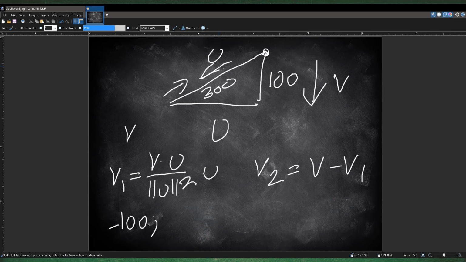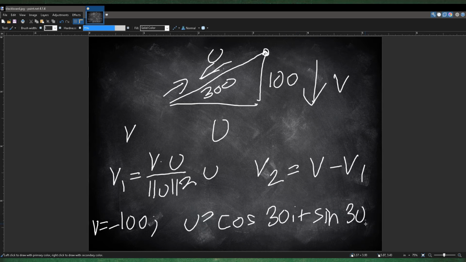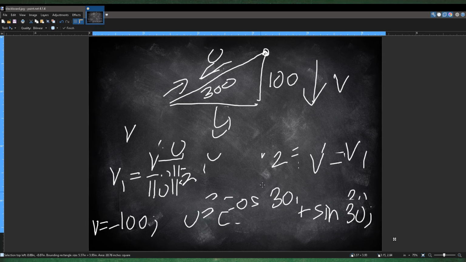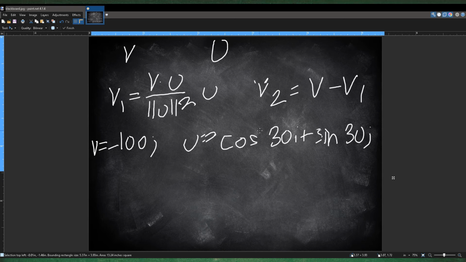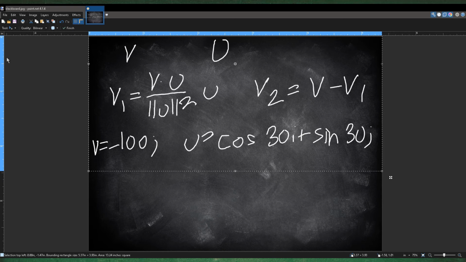So we have force 1, which is v, which is just negative 100j, and u, since we know this is 30 degrees, we would just say that is cosine of 30 times i plus sine of 30 times j. So we have that. Let me move this picture up a little bit. We need a little room. I'm sorry that we can't see the picture.